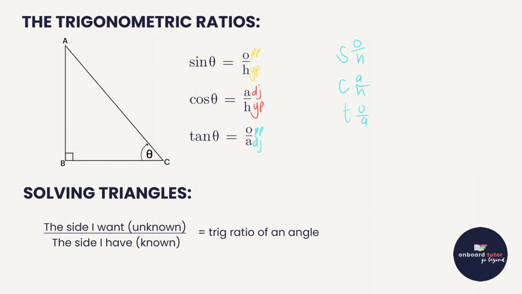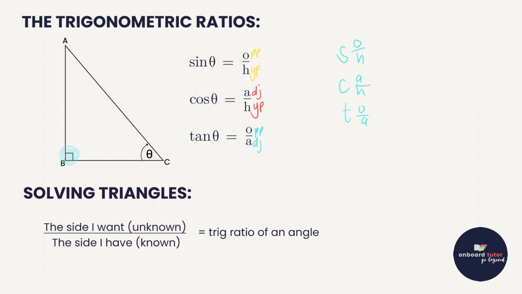The reason we need to know this is when solving right-angled triangles, that's what we've been doing up until now, we use this formula here that helps us to determine the size of any length or angle. What we do is we take the side I want, the unknown side, and we put it over the side I have, and then we make it equal to the trig ratio of any angle.